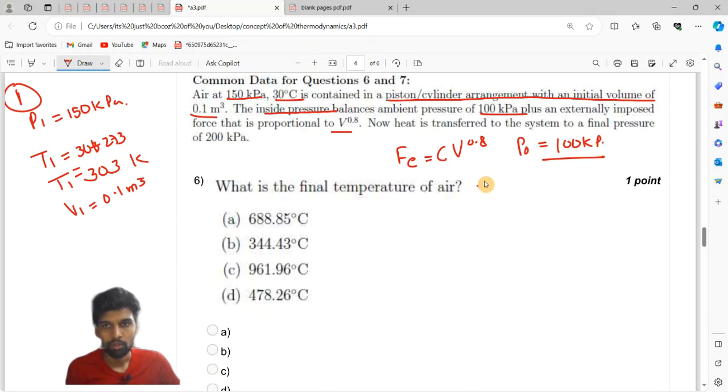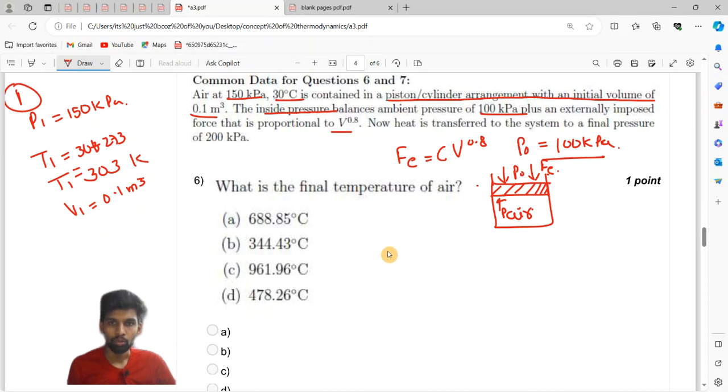So let me help you to visualize this situation. We have this piston cylinder arrangement, air inside it, inside pressure is say P something, externally we are applying P naught, along with it we are also applying Fe. Okay, so since we are assuming a quasi-static process, each state is in equilibrium. That's why inside pressure is balanced by P naught plus Fe.